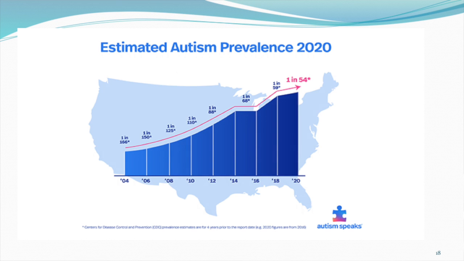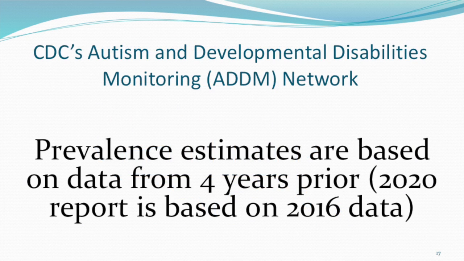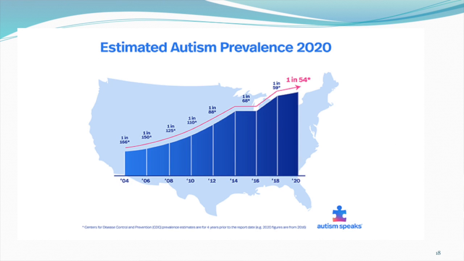I'm going to go back to the previous slide momentarily. It's important to note that the current report, the 2020 report, is based on data from 2016. So what we know at this point is that as of 2016, the prevalence was 1 in 54. As you can see from this illustration, the prevalence of autism is increasing.